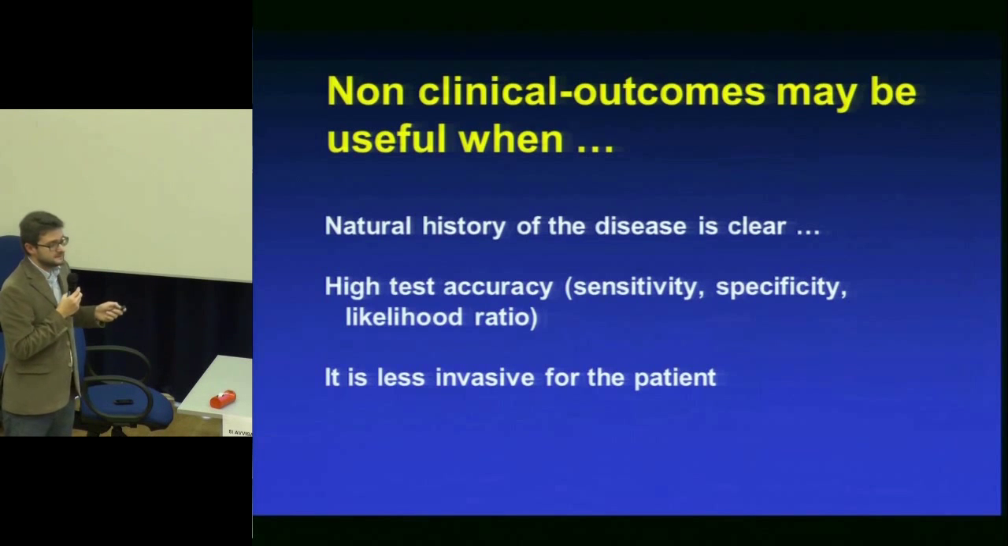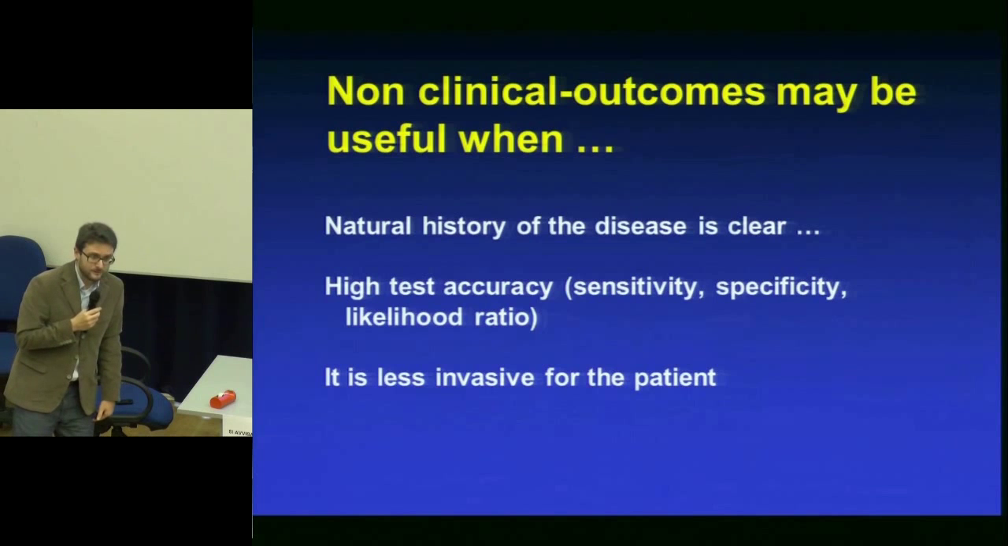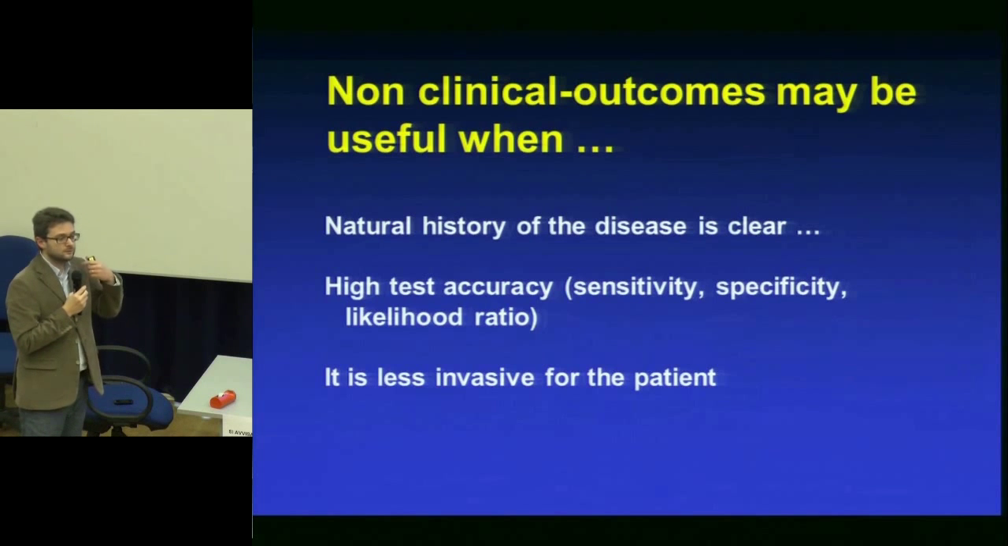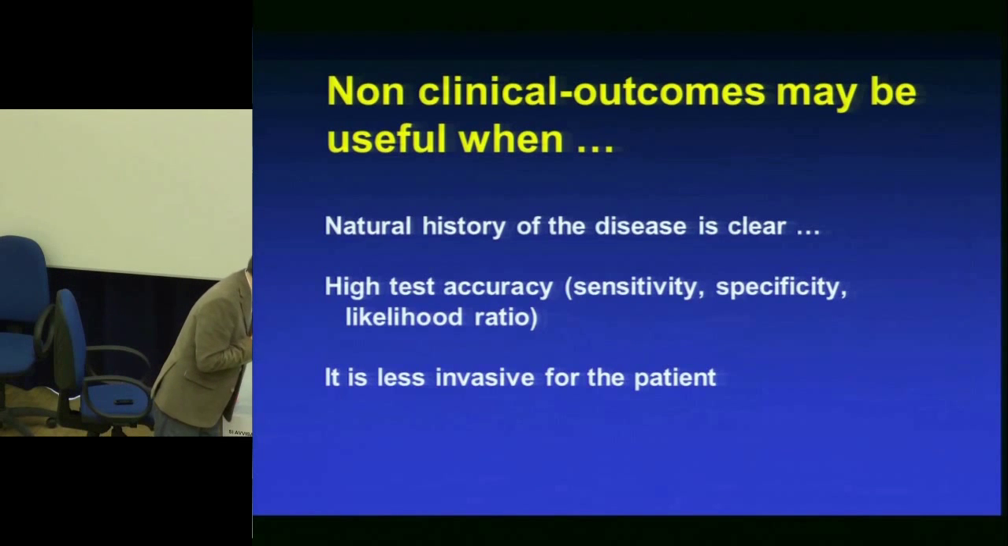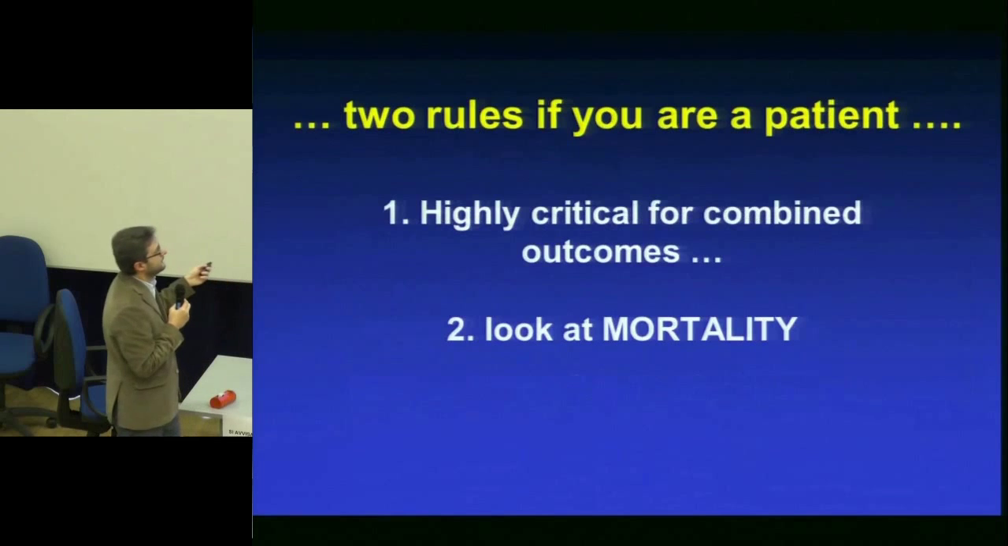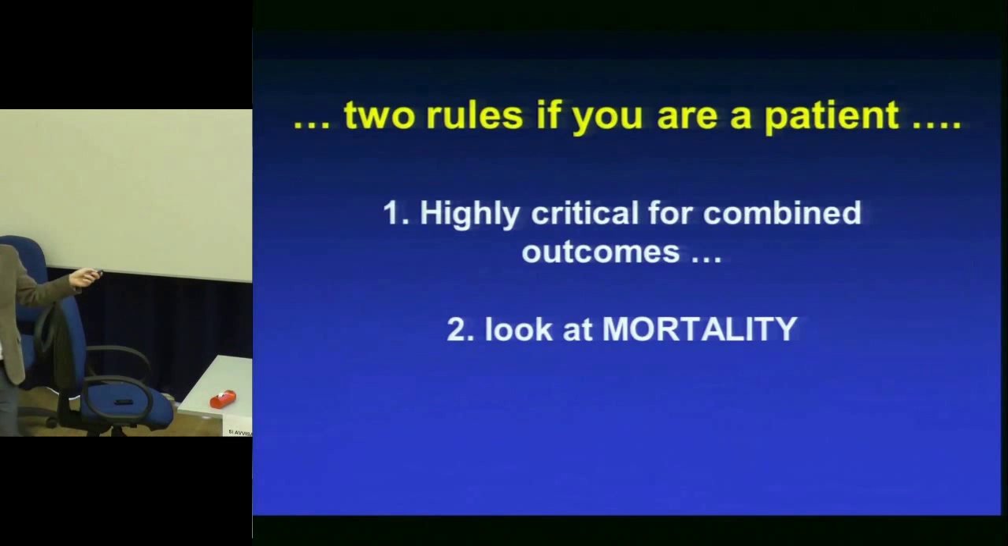Natural history of the disease is clear. For venous thromboembolism, the natural history is clear. Usually the thrombosis starts from the leg, and then there is an embolus to the lungs. So in that case, we can also use non-clinical outcomes. Of course, if you are a patient, look in the paper for mortality, because for you it's really relevant to be alive or to be dead.